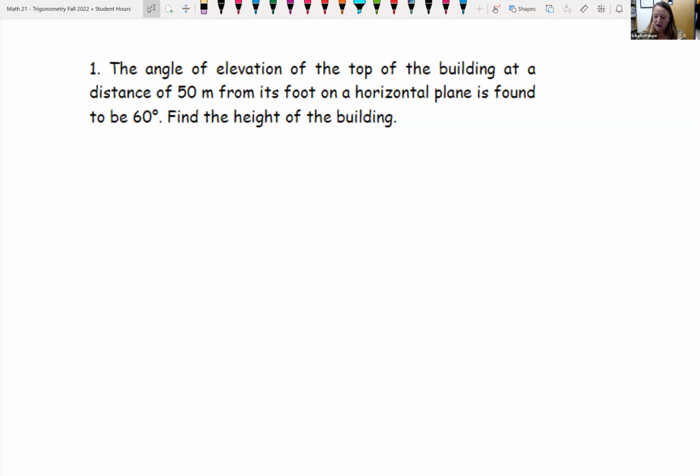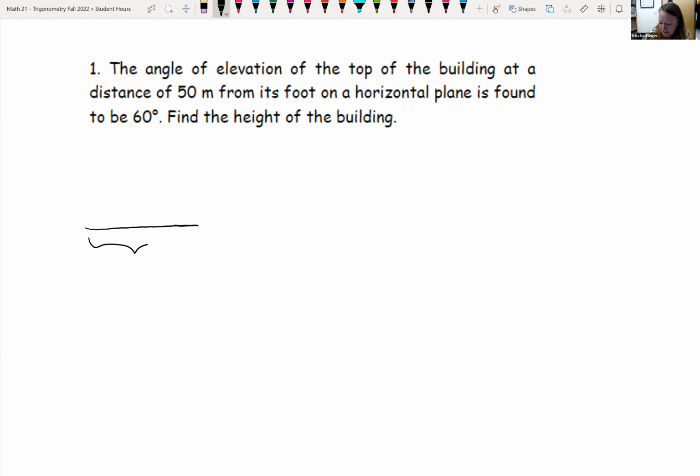So now looking at the following, we have the angle of elevation of the top of the building at a distance of 15 meters from its foot on a horizontal plane is found to be 60 degrees. Find the height of the building. Okay, so let's start putting a picture together of what it just said. It says the angle of elevation to the top of the building at a distance of 50 meters from the foot of the horizontal plane.